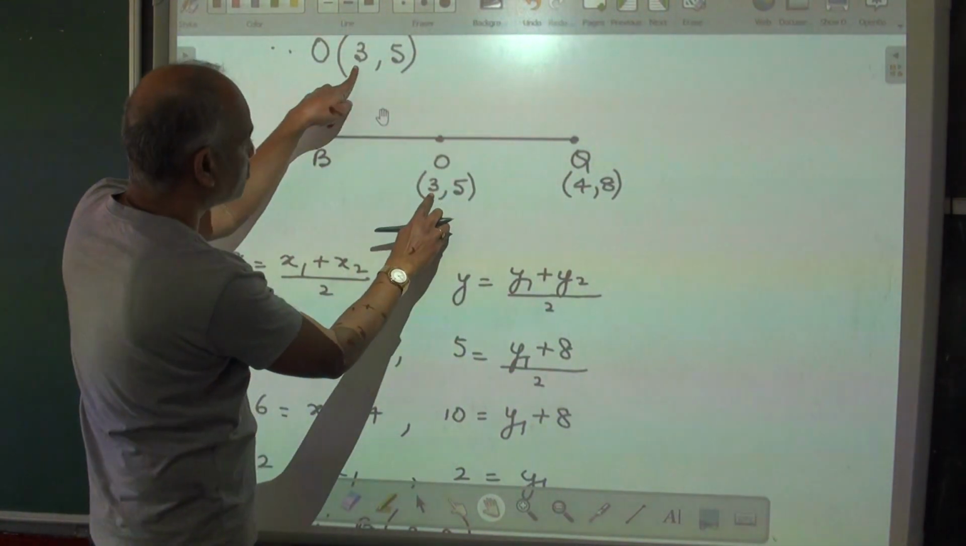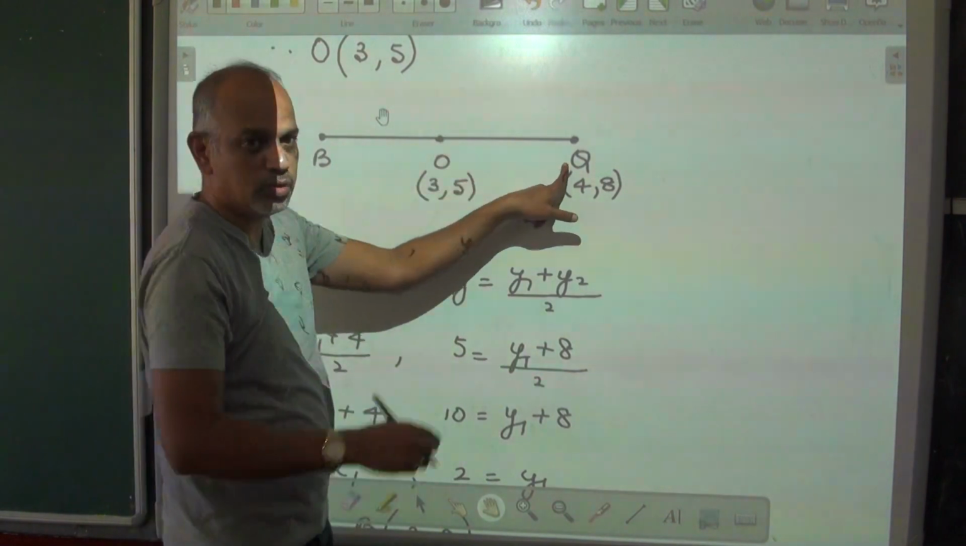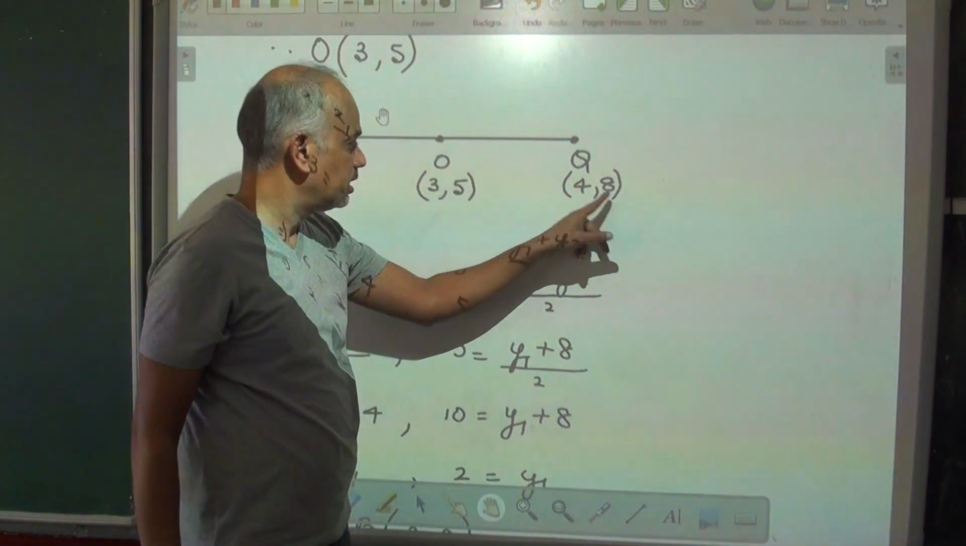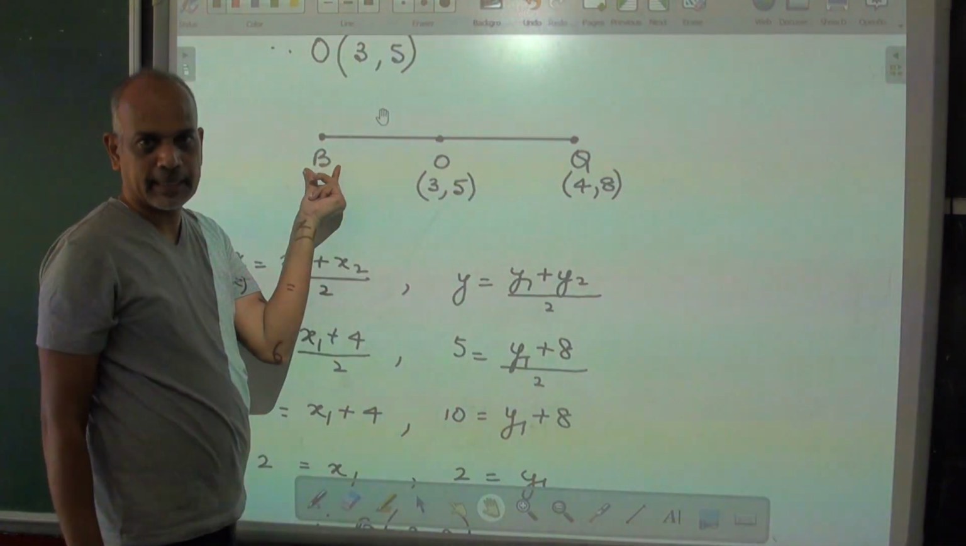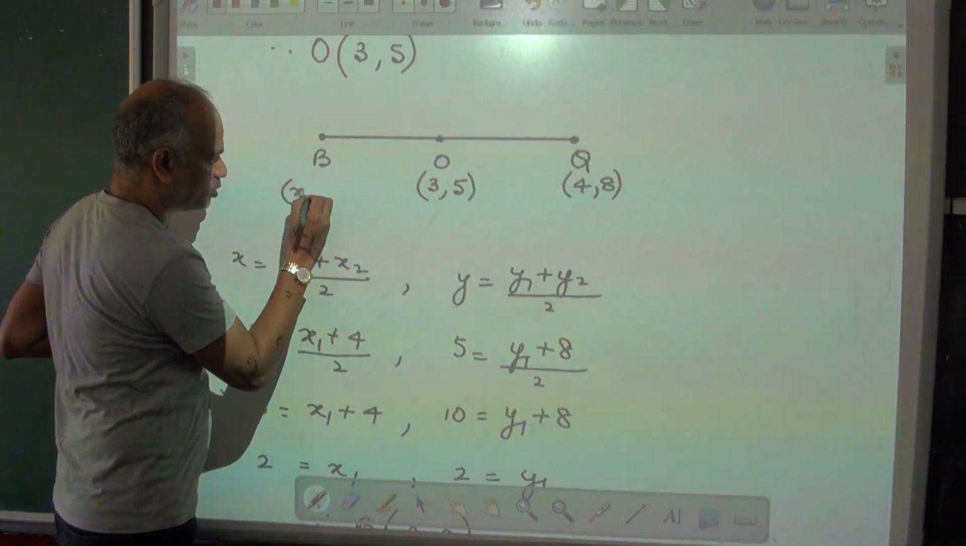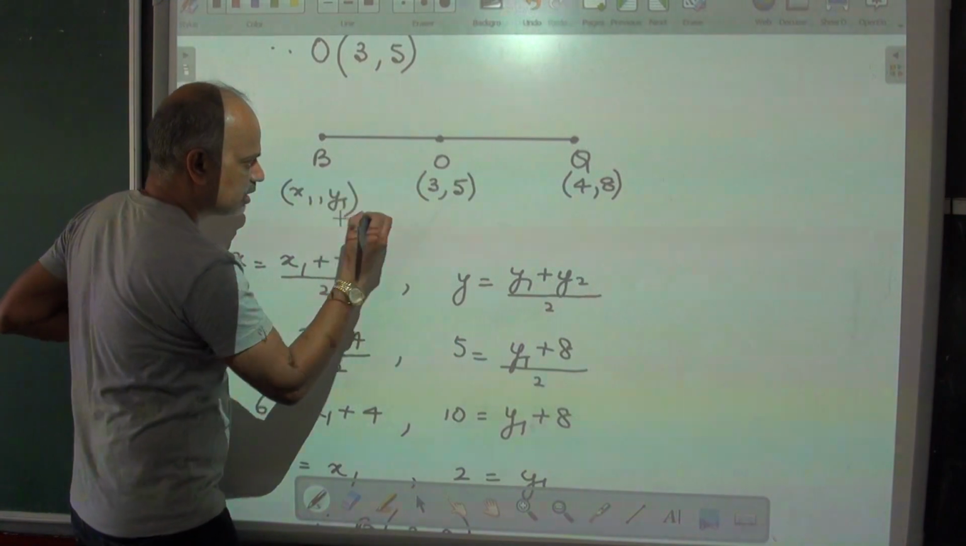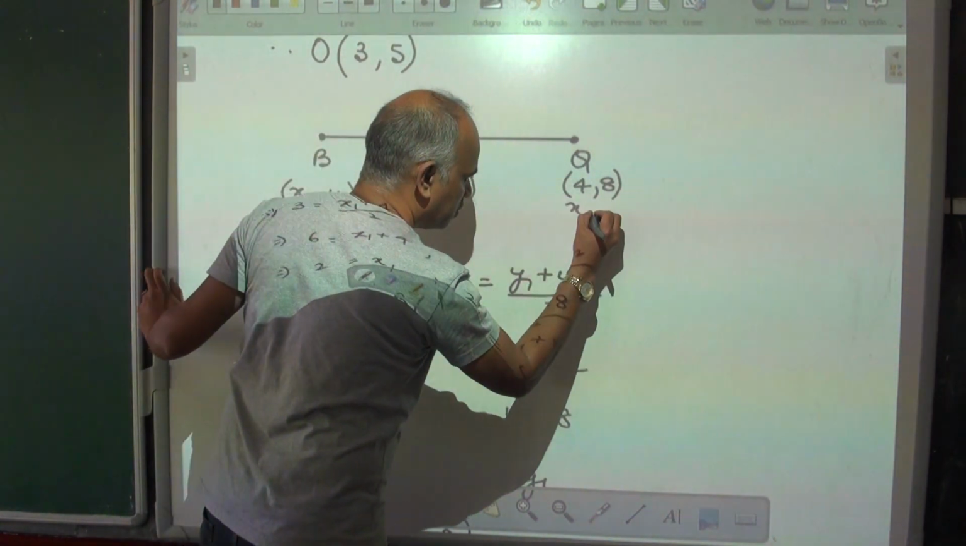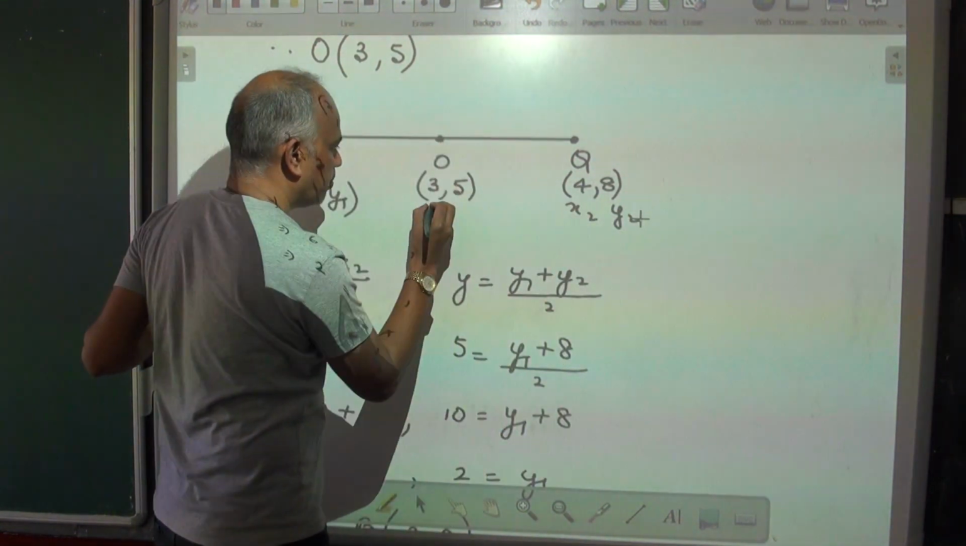BOQ. O was just found, 3, 5. Q you already knew, that's 4, 8. B is what you need to find. So let's name them accordingly. This is the first point, so x1, y1, which is not known. This is the second point, x2, y2, and the midpoint is x, y.